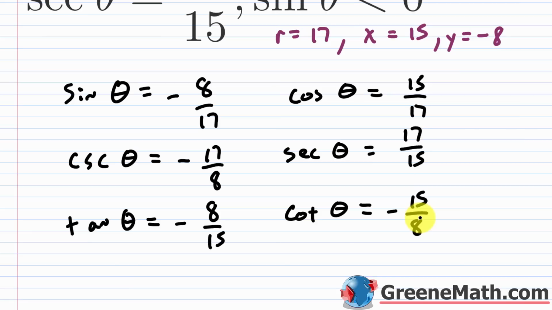We have the sine of theta is -8 over 17. The cosine of theta is 15 over 17. The cosecant of theta is -17 over 8. The secant of theta is 17 over 15. The tangent of theta is -8 over 15. And the cotangent of theta is -15 over 8.